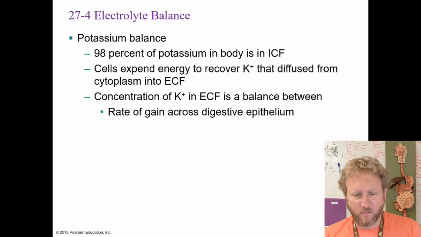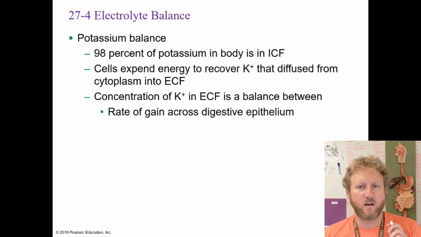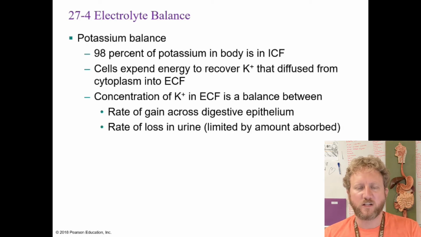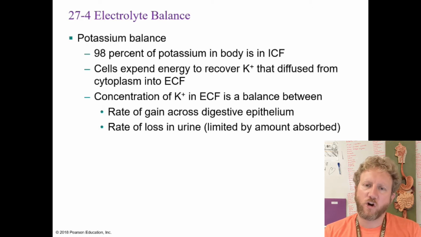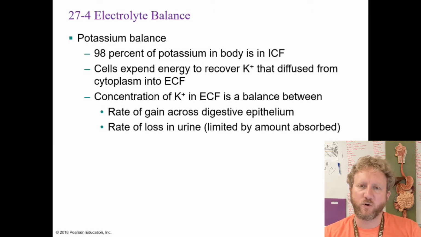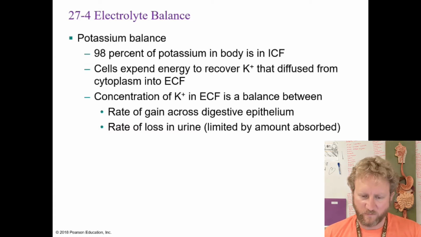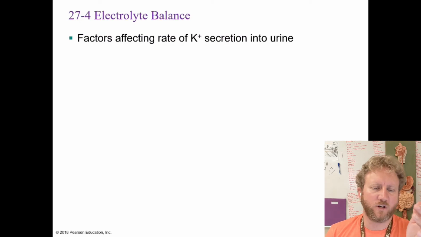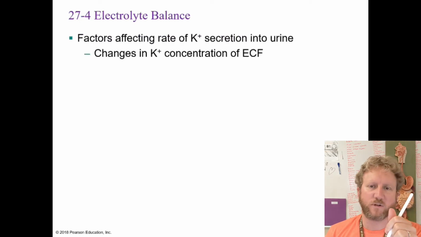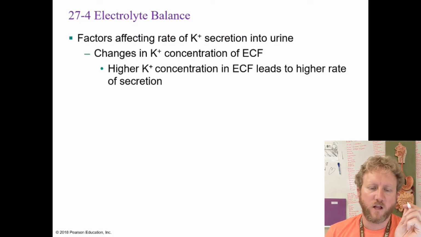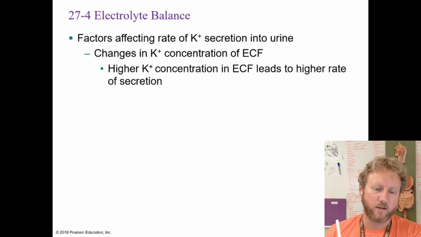Concentrations of potassium are a balance between absorption by the digestive system and excretion by the loss of urine. So how much you lose in urine is dependent upon how much you absorb in the digestive system, basically. Factors that affect potassium secretion into urine include changes in potassium concentration in the ECF. More potassium in the ECF means more secreted.